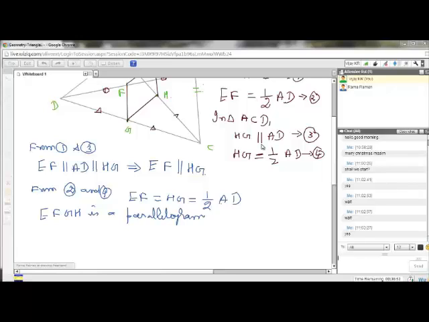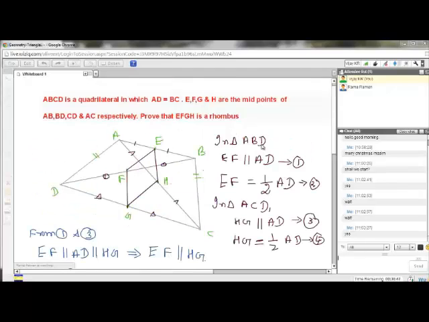It is a parallelogram. Now we have to prove that it is a rhombus. We have already proved it is a parallelogram. Now, what is the condition for a parallelogram to become a rhombus? If we can prove EF and EH are equal, that is, the adjacent sides are equal, that implies that the parallelogram is a rhombus.